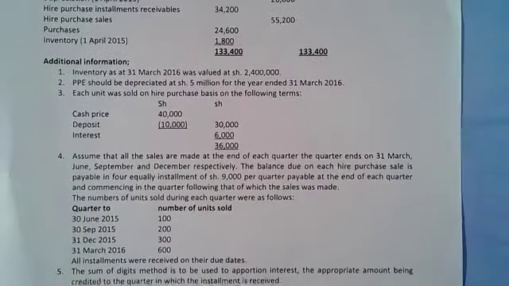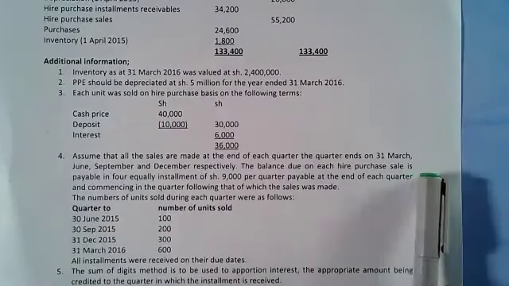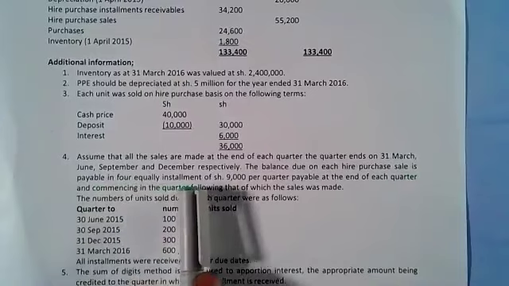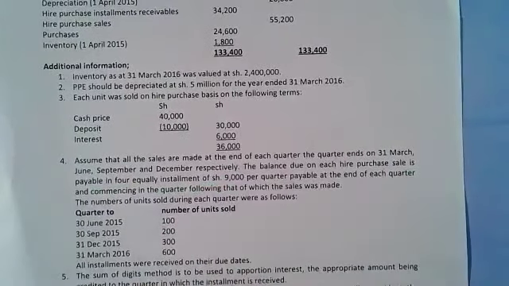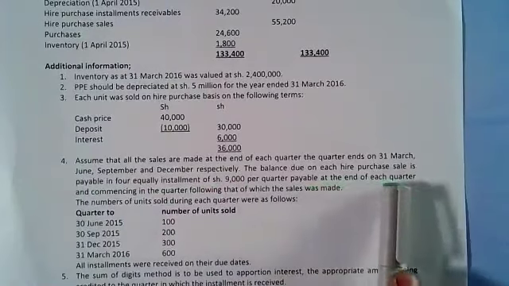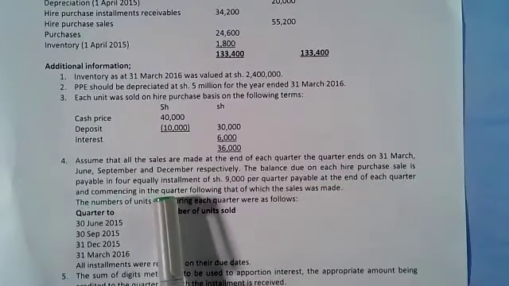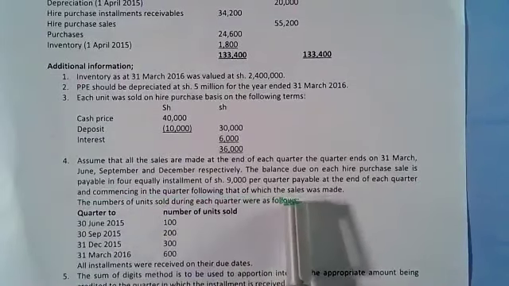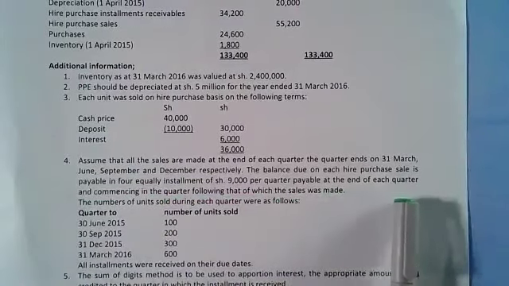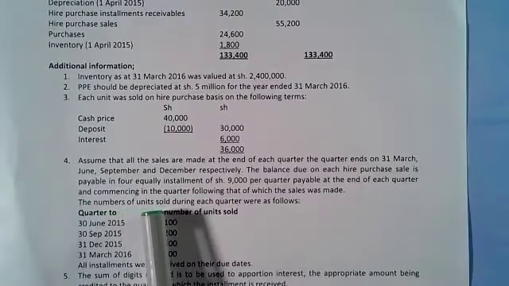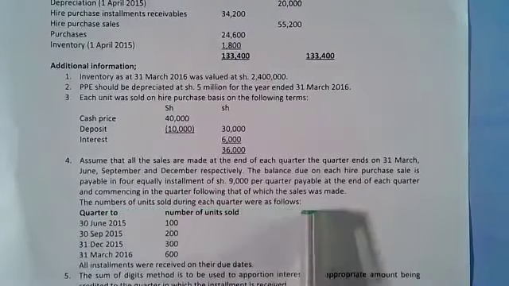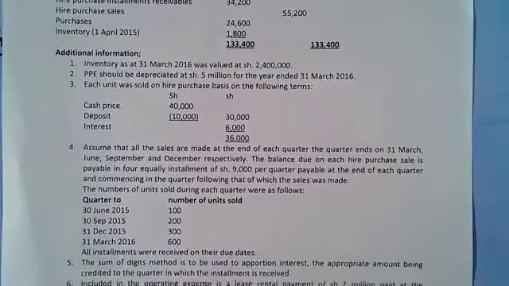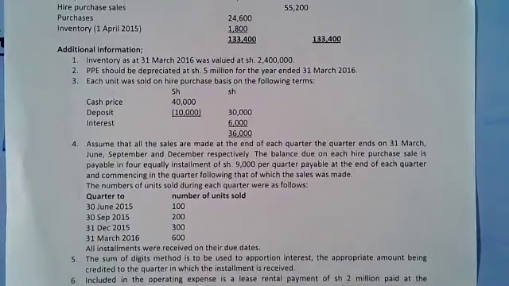Number 4, you're told to assume that all the sales are made at the end of each quarter, and the quarter ends on 1st March, June, September, and December respectively. So you have 4 quarters of the year. The balance due in each hire purchase sale is payable in 4 equal installments of 9,000 per quarter, payable at the end of each quarter and commencing in the quarter following that in which the sale was made. That is English. So you can go through number 4 again and try to interpret what the examiner is saying there.